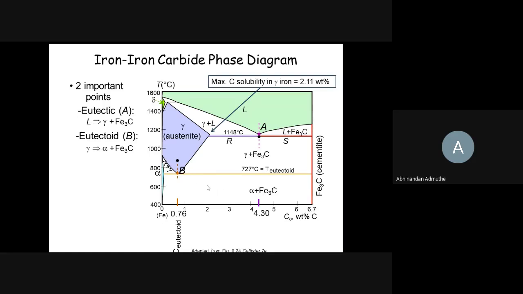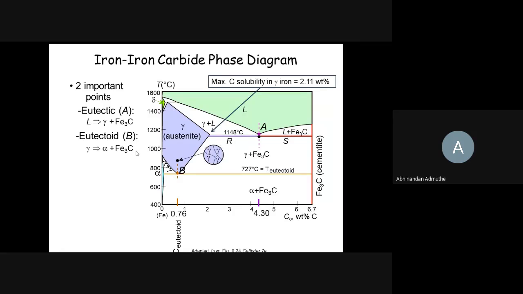Similarly, point B is a eutectoid point. For a eutectoid, the parent phase is gamma, that is austenite. So austenite transforms into two different solids, alpha plus cementite. The generalized form will be solid 1 transforms into solid 2 plus solid 3.